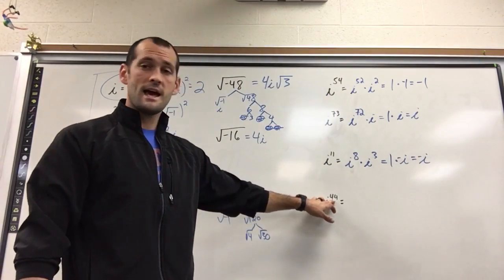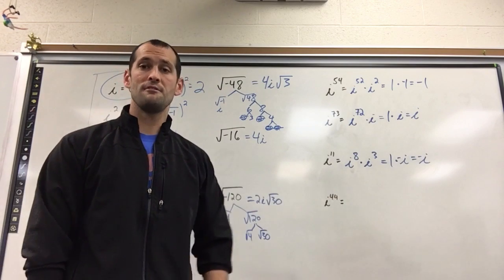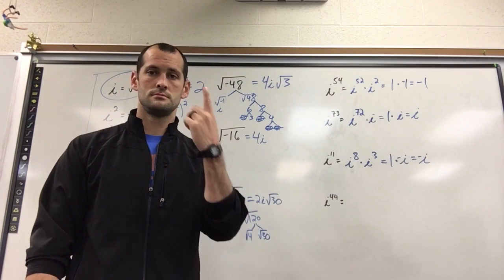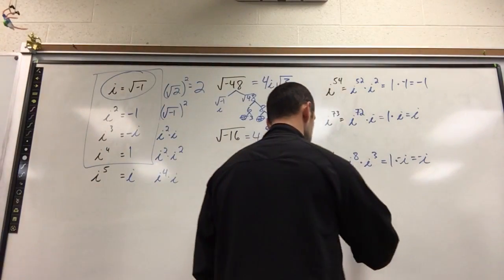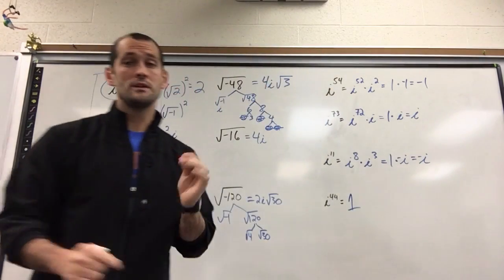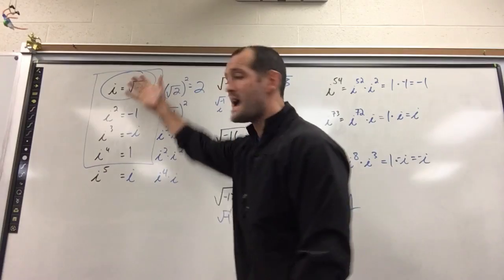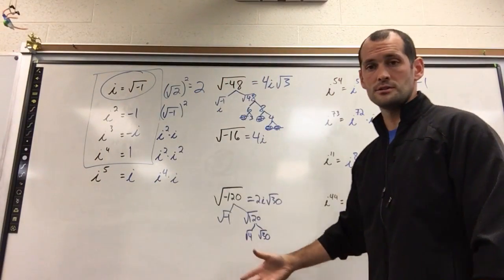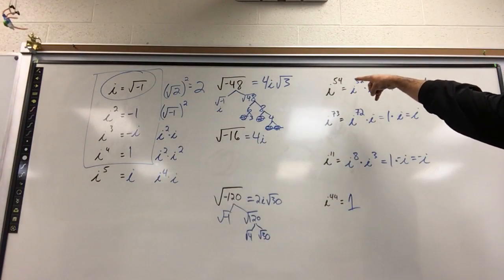Last one, 44. Hey, that's divisible by 4. So what's it equal to? 1. That's a quick tutorial on introducing I, how to evaluate negative radicals, and evaluate any power of I.